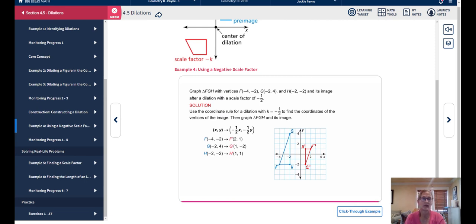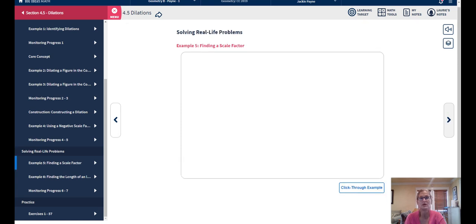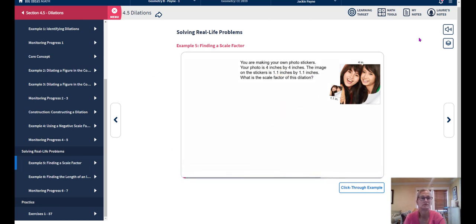You can see, again, the colors are very helpful, and we're almost done with this section. After this, we're going to do one more thing, and these are real-life problems. Again, problems in the class notes. So say you want to do photography, and you want to change the size of your picture, this is a perfect example. You are making your own photo stickers.